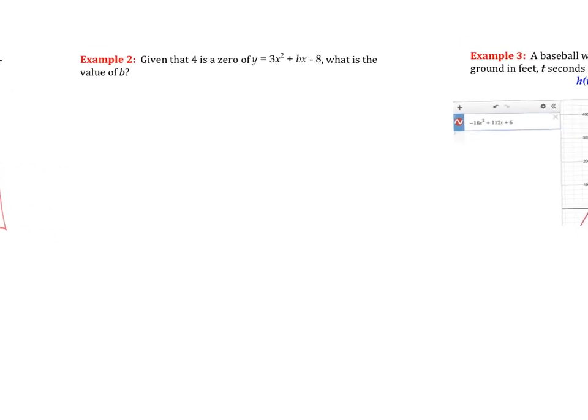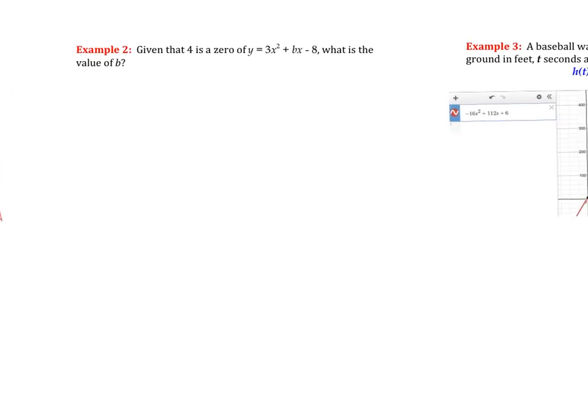Given that 4 is a 0 of a quadratic, solve for the missing value. So they told me that I have a point (4, 0). Well, they just gave me an x and y value. If I know an x and y value, guess what I can plug in for x and y up in that equation?